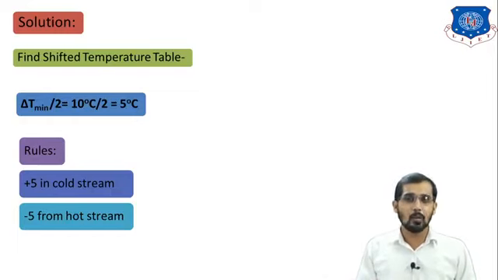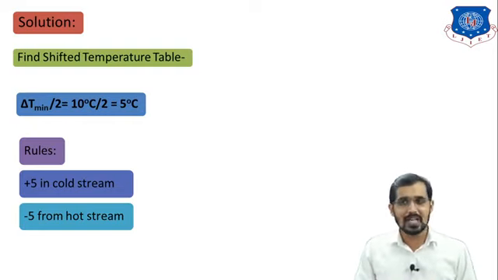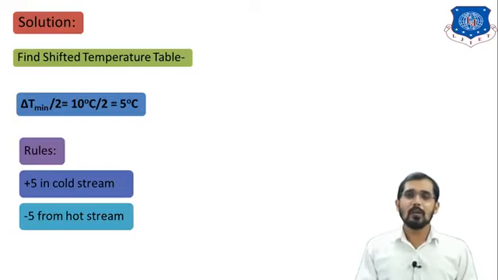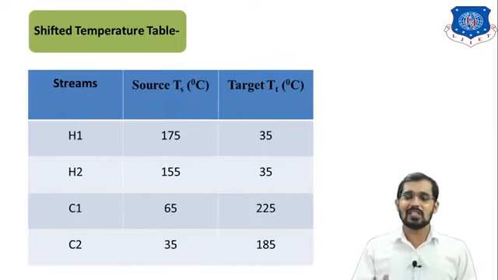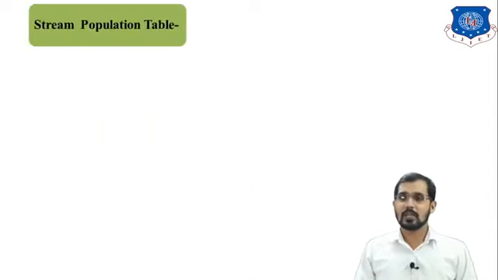Why are we dividing by 2? Because we are dividing that interval into equal intervals. So delta T minimum by 2 is nothing but 5 degrees Celsius, and according to the rules, plus 5 in cold streams and minus 5 from the hot stream, because we are removing heat from the hot stream. That's why we are removing 5 from the temperature of the hot stream and adding that to the cold stream. After that we found the shifted temperature, meaning we just removed that 5 from the hot stream and added that 5 to the cold stream. So you can see here.